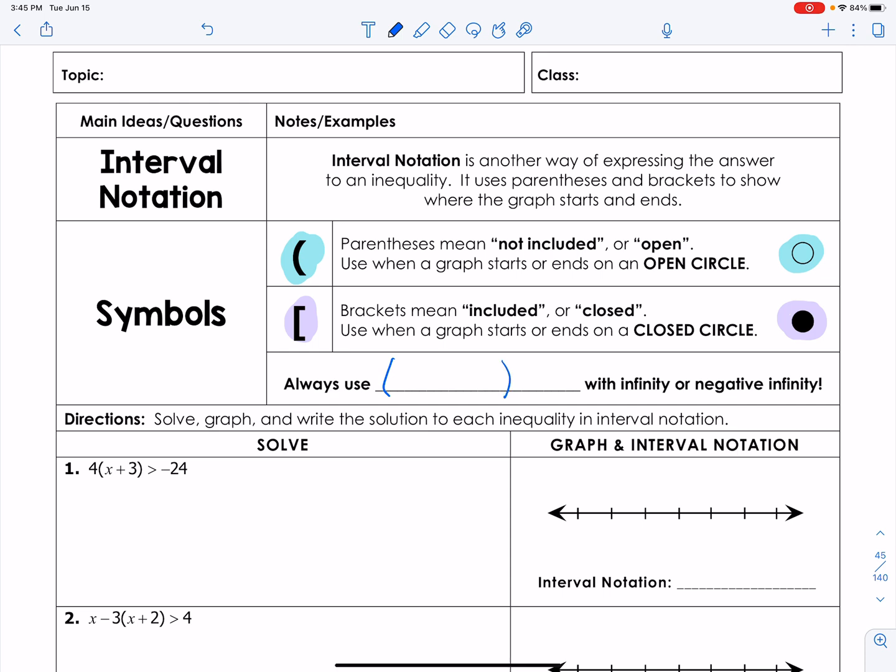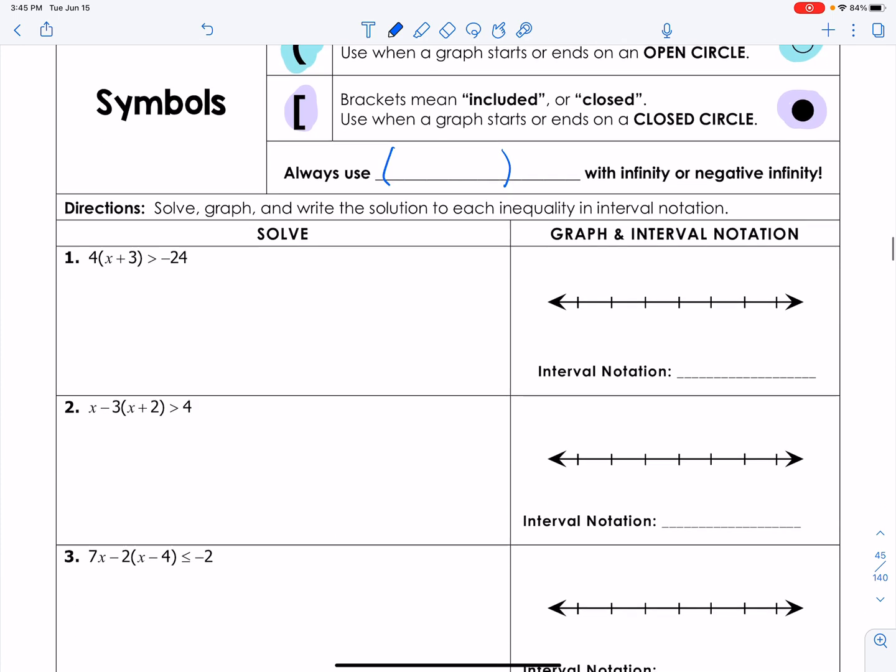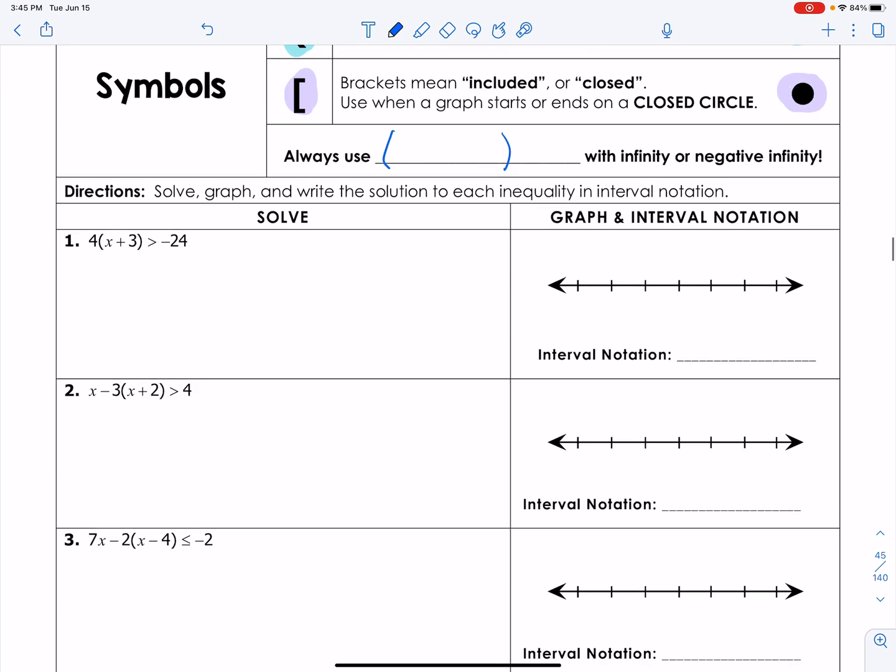Okay, so if I look at this first question, and I'm not going to do all of these examples, I would go ahead and you could multiply in or you could divide. I'm actually going to work this both ways. If I divide by 4, I get x plus 3 is greater than a negative 6, and then I minus 3, and I get x is greater than a negative 9. All right, so in my notation, I'm going to have x is greater than a negative 9, and my interval notation will say negative 9 to infinity.